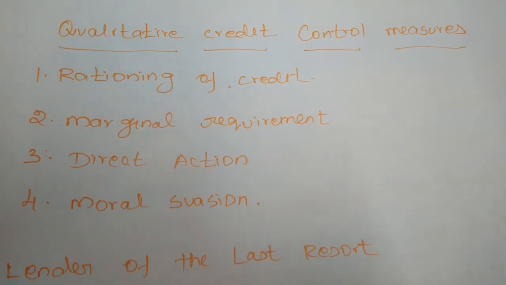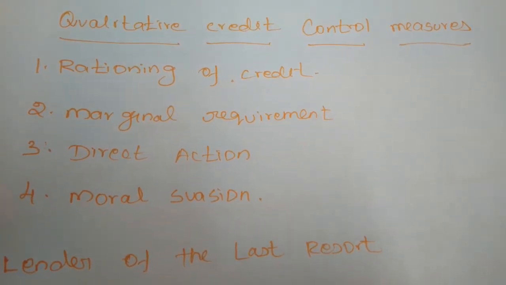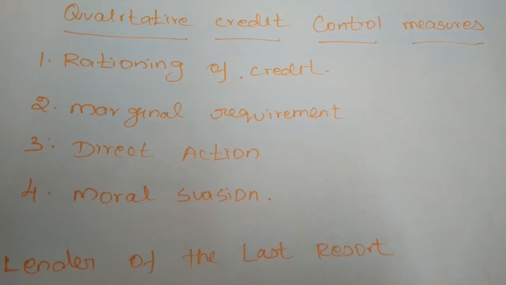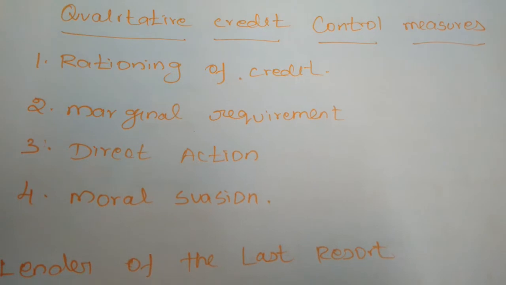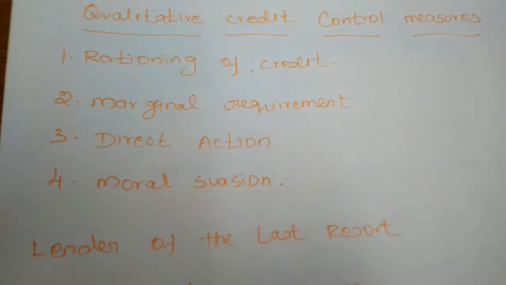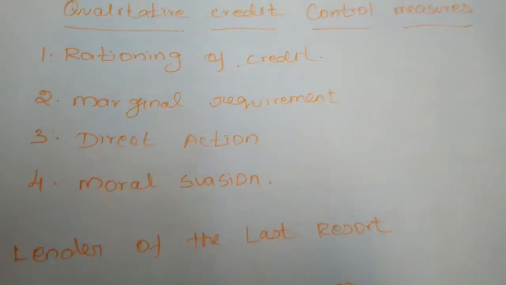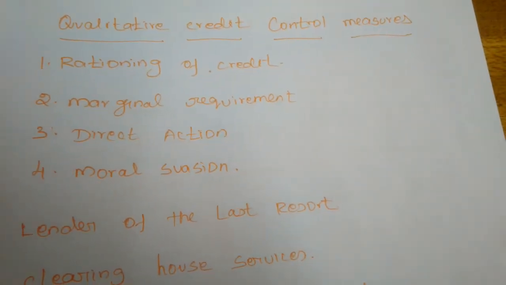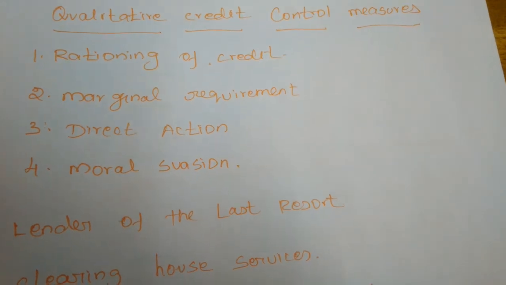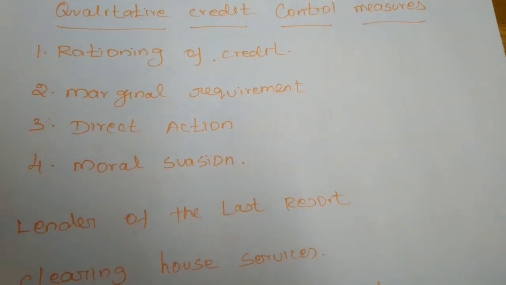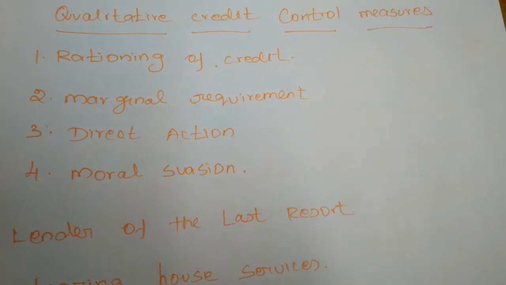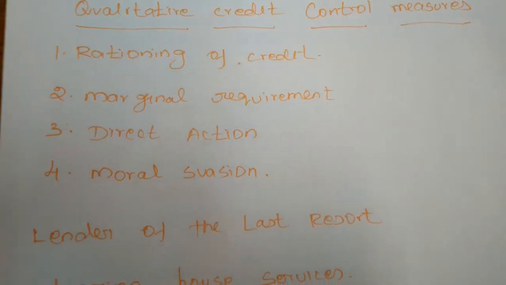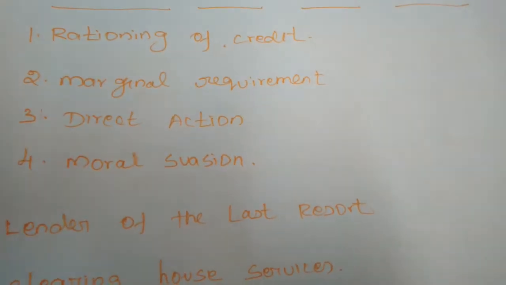Normally commercial banks provide money to all sectors, whether the industrial sector, the agricultural sector, or the service sector, and they give to those who want to borrow. But sometimes, if the Reserve Bank of India wants to bring the credit under control, it will fix the rationing of credit. Under the rationing of credit, the Reserve Bank of India will direct the commercial banks to reduce the credit amount. Next, marginal requirement.